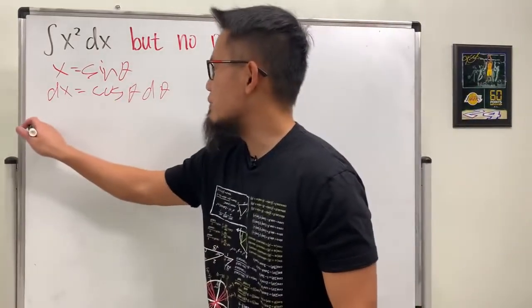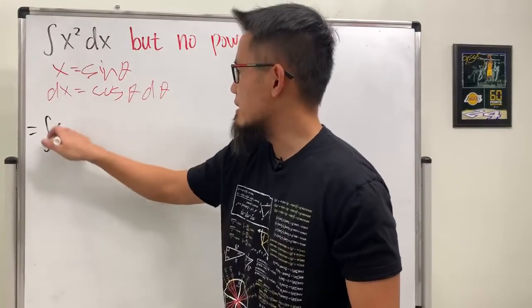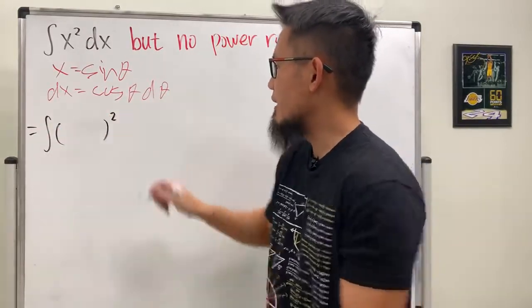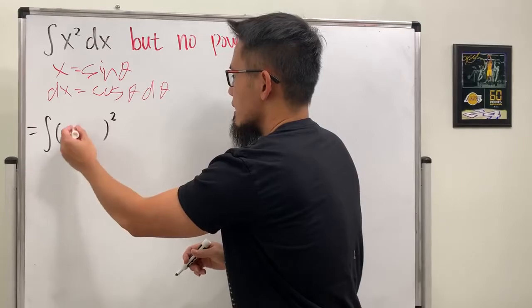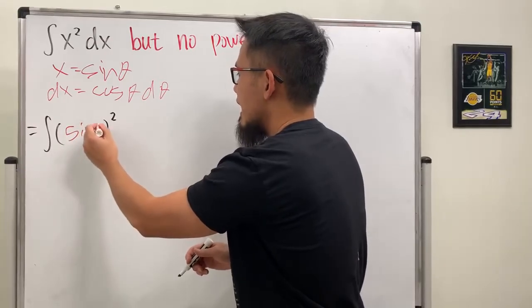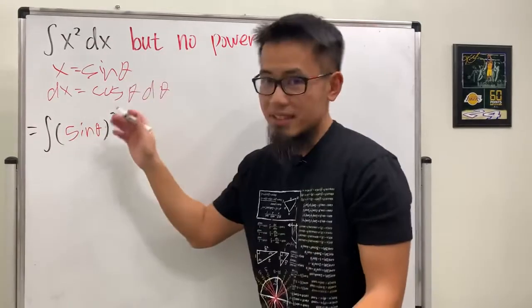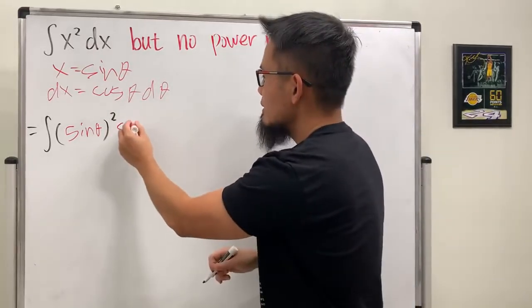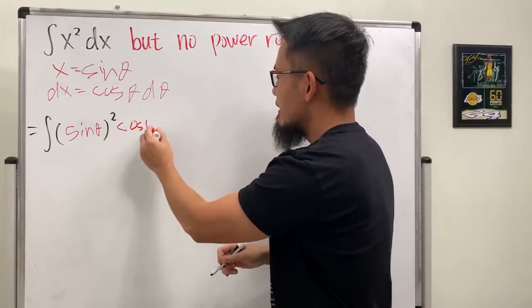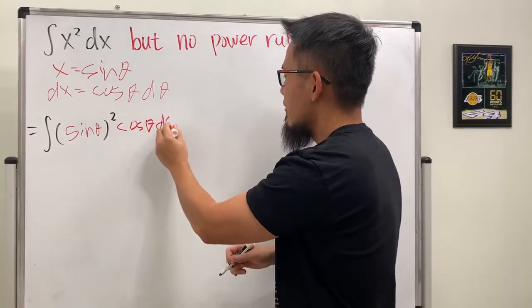Alright, so now this right here will be equal to the integral, and the x is equal to sine theta, and then we have that square. So of course we can write that down as sine theta squared, and then the dx is equal to that, which is cosine theta d theta.